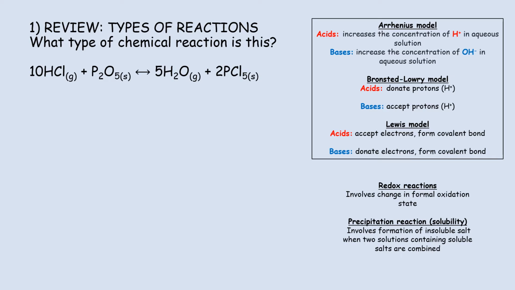Now we're going to look at these bottom 2 here, so the redox and the precipitation reactions. Now, redox reactions are not acid-base reactions, but they involve a change in the oxidation state of the atoms involved in the reaction. We know that in a redox reaction, one species is oxidized, meaning it loses an electron, and another is reduced, meaning that it gains an electron.